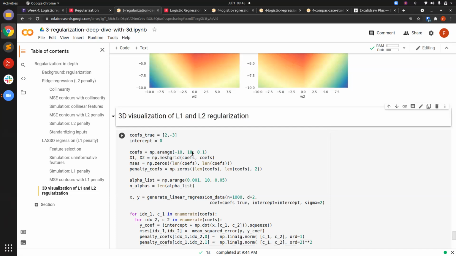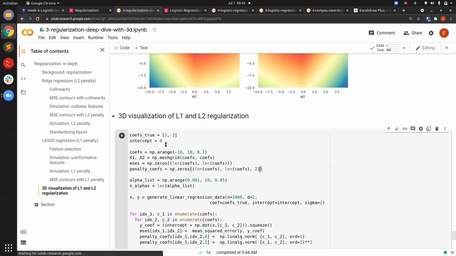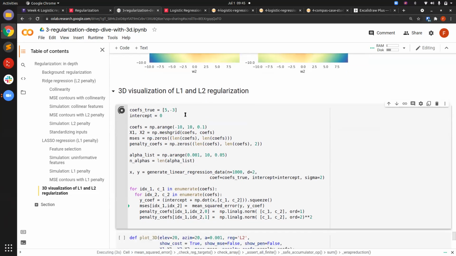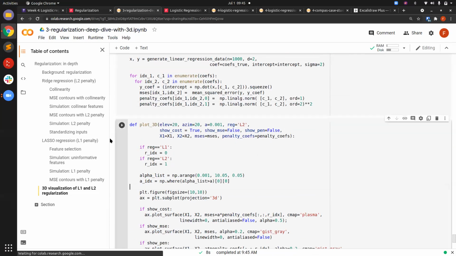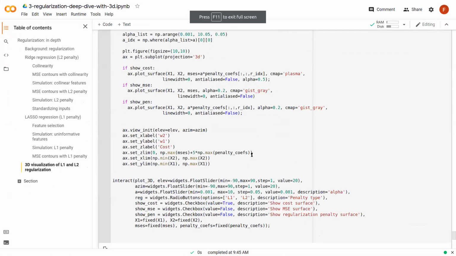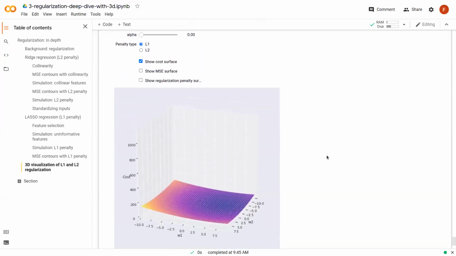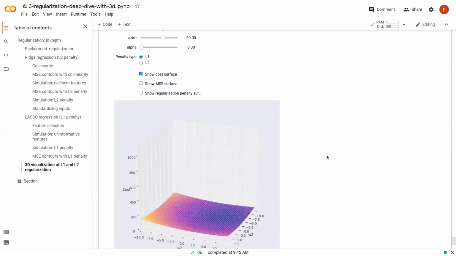We're going to look at a 3D visualization to help us conceptualize this a little better. I'm going to choose a pair of coefficients, let's say 5 and -3, and generate a set of MSE contours and a set of penalty term contours. Then let's create a plot of these. Okay, so here's my plot. For now, I'm just looking at the cost surface.